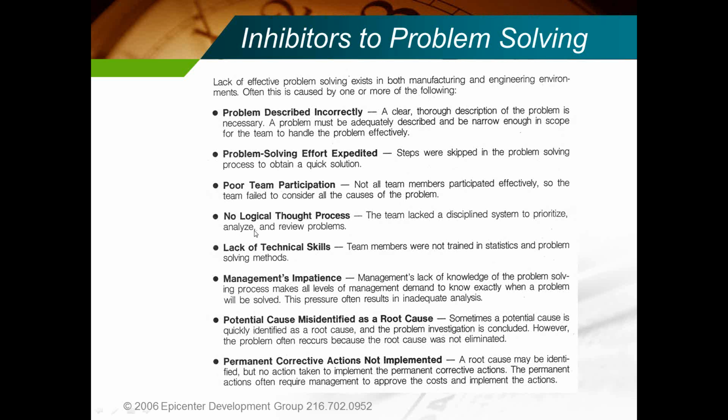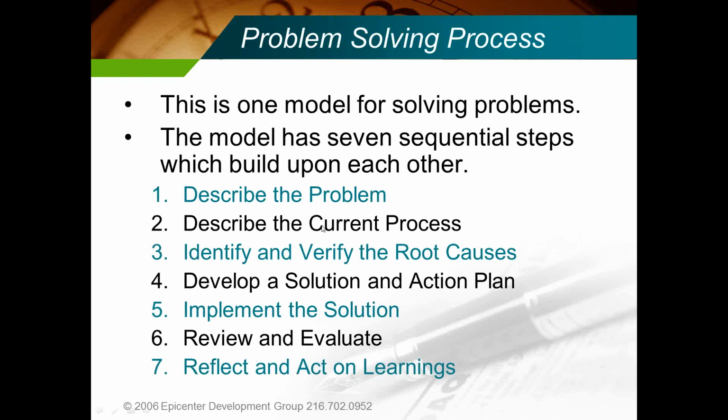There might be poor team participation. Maybe no logical thought process was put into it. There might have been a lack of technical skills. There might be management's impatience. They just want something in there, and they really didn't come up with the best system. Potential cause was misidentified as a root cause, and sometimes, and this probably happens more than not, permanent corrective actions are not implemented. So you put in a quick fix or something, but you don't really put in a permanent fix that's going to fix it long term.